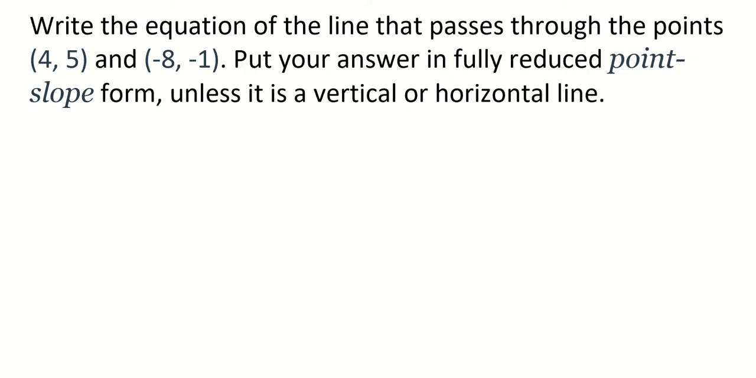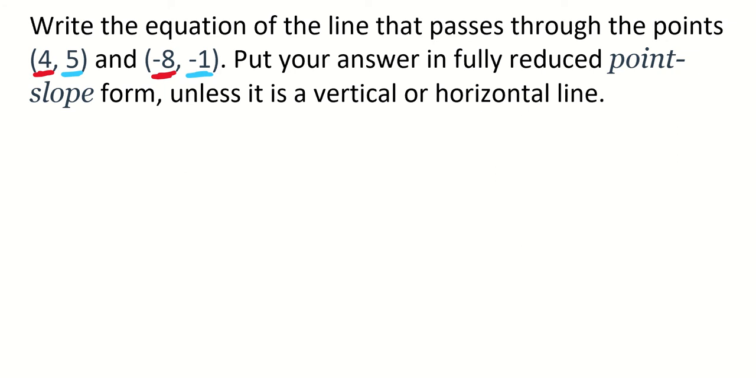So now let's consider a line that is not vertical or horizontal. You'll still see the warning, put your answers in fully reduced point slope form unless it is a vertical or horizontal line. I can see that my x values are different. This x value is 4, this one's 8. They're not the same. And I can see that my y values are different, 5 and -1. So I know that this line is not horizontal and it's not vertical.